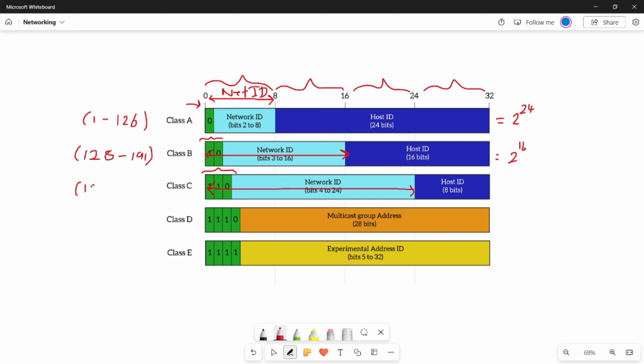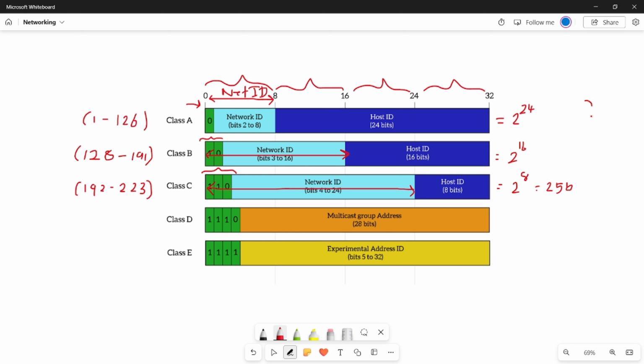They start at 192 to 223. So a range between 192 and 223 means it is a class C IP address. Using class C, we can create 2 to the power 8 different IP addresses, that means 256 IP addresses, using one network ID in class C.